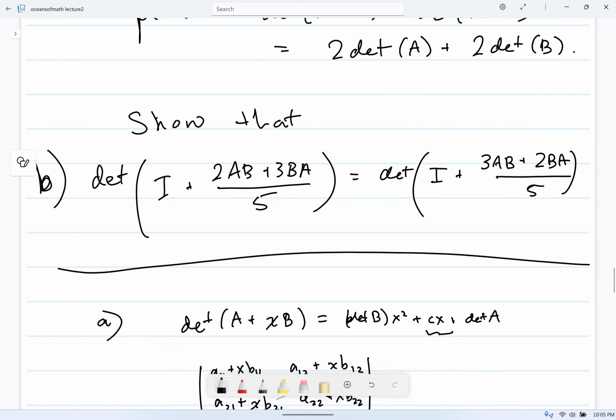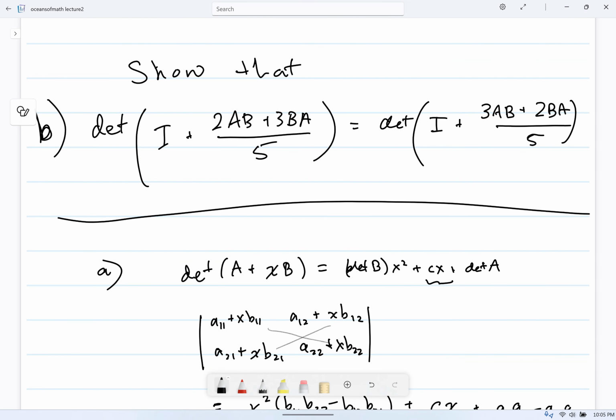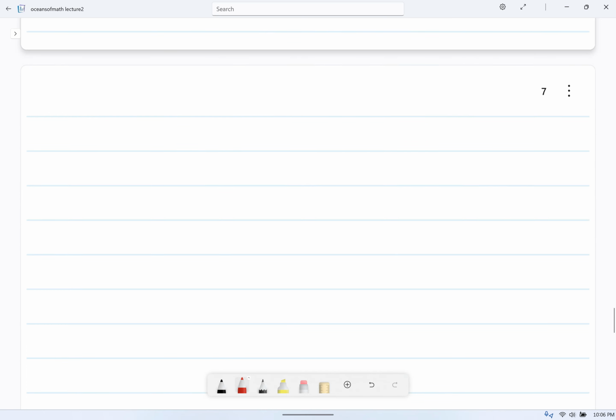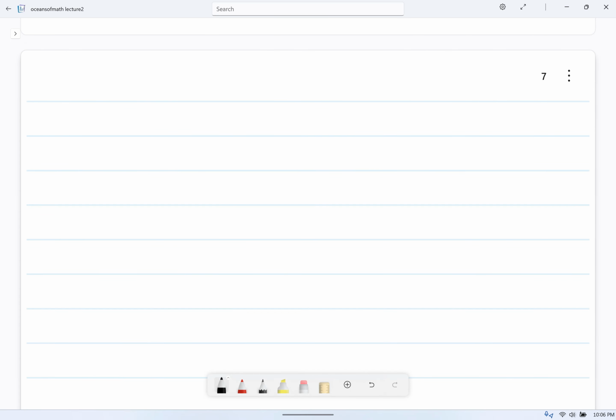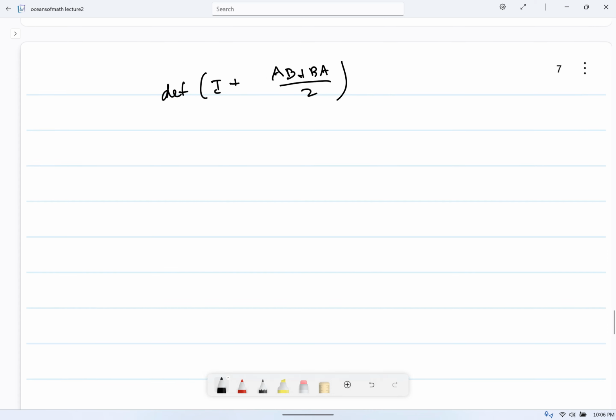Now let's look at the second problem. It's a bit trickier. Okay, so I noticed that in the problem they're asking me to show, 2AB plus 3BA over 5 and 3AB plus 2BA over 5, they're symmetric. Okay, and they're symmetric about the expression determinant of I plus AB plus BA over 2, all right?